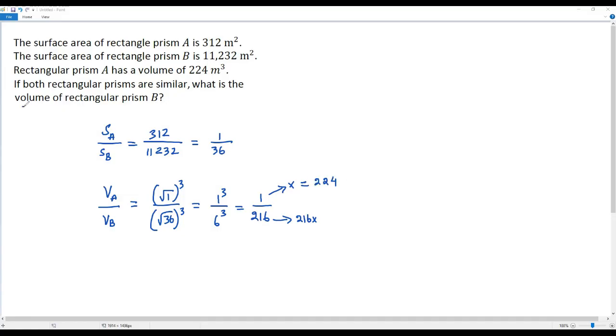Our aim is to get the volume of rectangular prism B. Okay, here we got the value of x, that is 224. When I plug in this 224 for x over here and it is multiplied by 216, I am getting the volume of rectangular prism B. Okay, now let me plug in the value of x over here. That is 216 times 224, which is equal to 48,384 meters cubed. Okay, here I got the volume of rectangular prism B. That is 48,384 meters cubed.